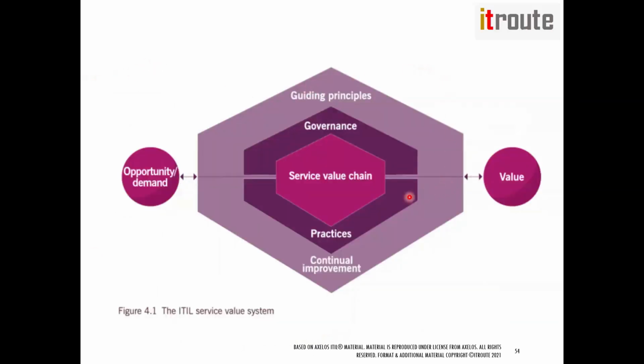So this is the graphical picture we have. Once we have opportunity and demand, we can use this SVS, which contains these guiding principles, governance, service value chain, practices, and continual improvement. Once you apply these 5 components, we'll be able to create value. So this is the ITIL Service Value System. Opportunity and demand will always be in the company, and we can use this SVS. And once you get opportunity and demand, we'll be able to create value. So in this chapter 4, we're going to discuss guiding principles, governance, service value chain, and continual improvement. And in chapter 5, we're going to discuss only practices.